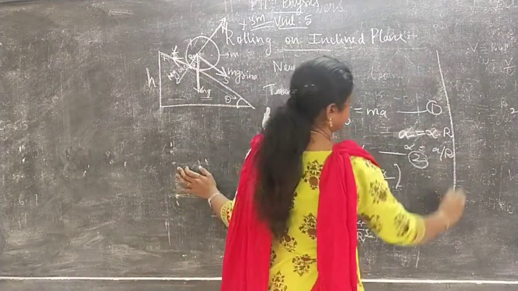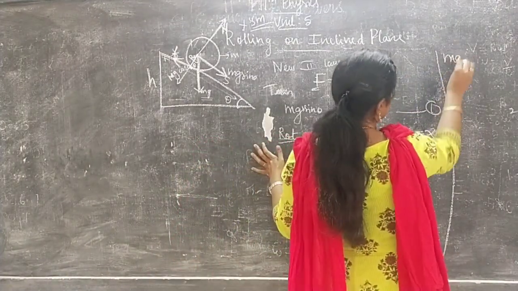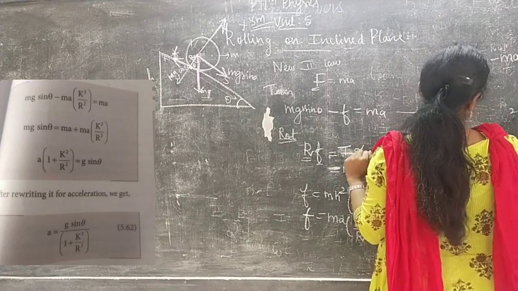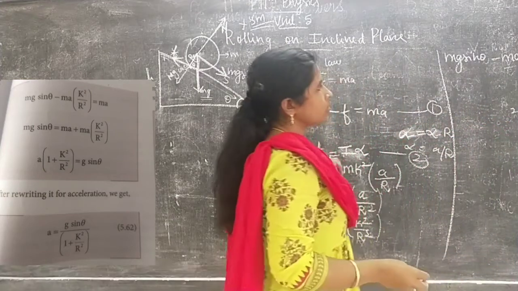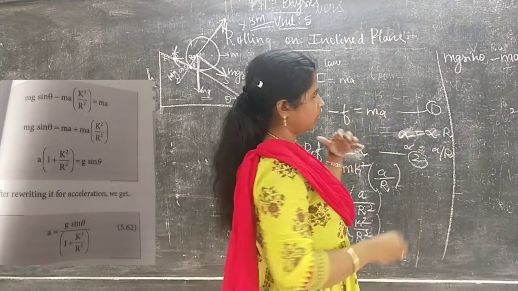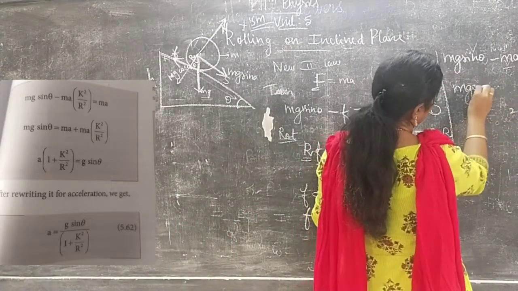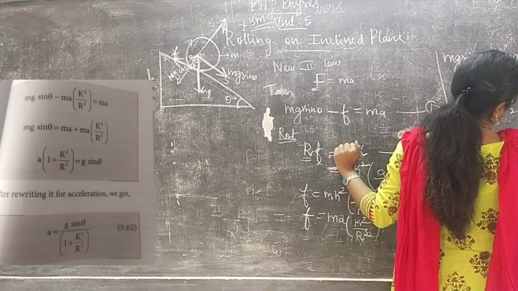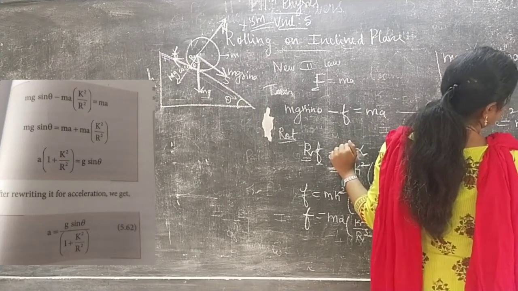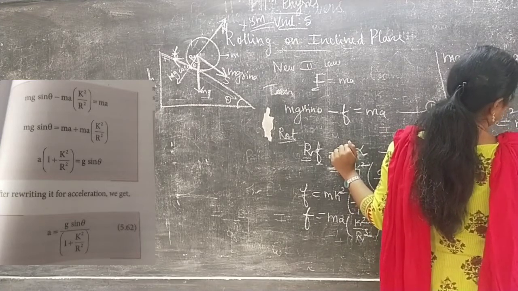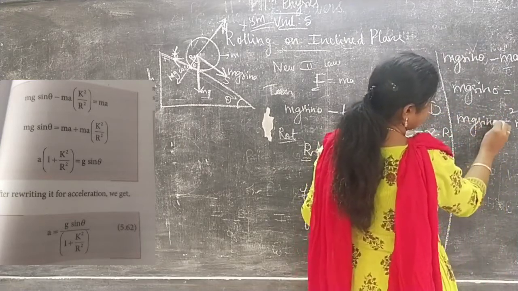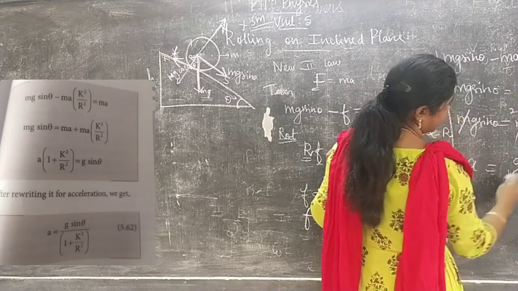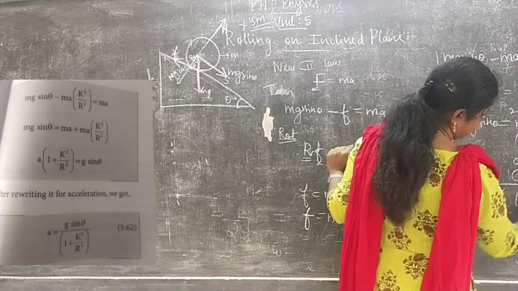Substitute in equation 1: mg sin theta minus ma k square by r square equals ma. Take the a terms to this side: mg sin theta equals ma plus ma k square by r square. ma is common, take it out: 1 plus k square by r square. This is mg sin theta. m and m get cancelled, so a is equal to g sin theta divided by 1 plus k square by r square.